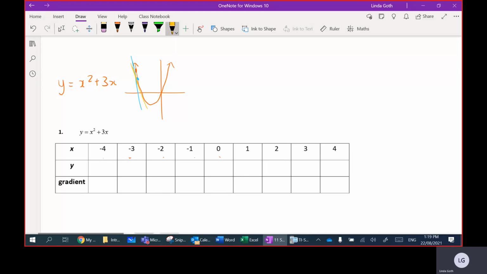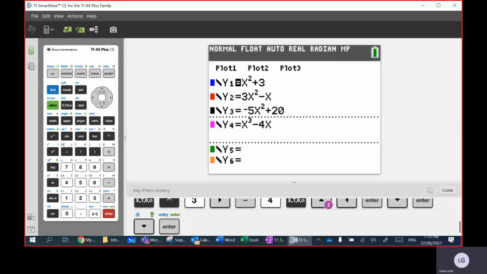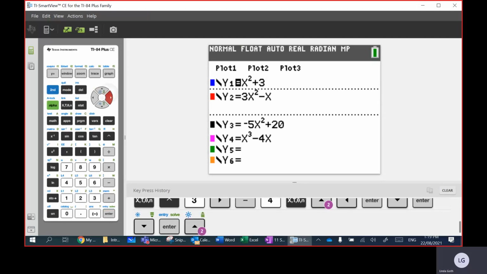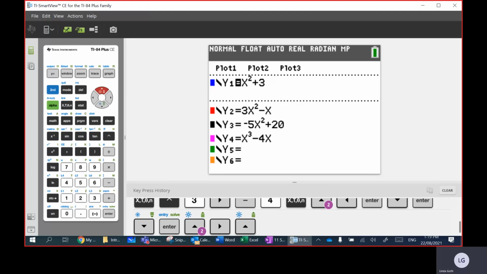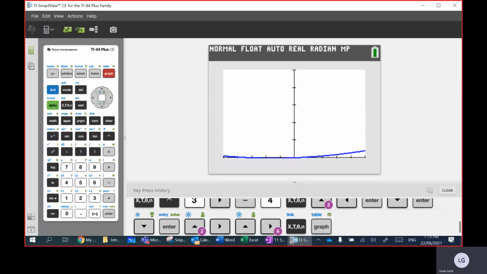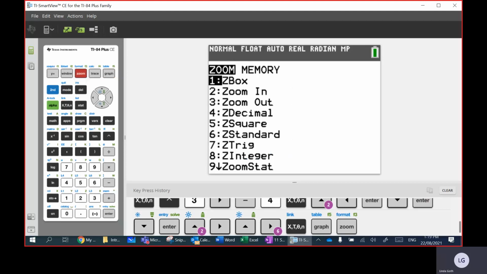So let's get our graphics calculators up on the screen and have a look. Now I've prepared mine already. I have put in y equals x squared plus 3. Actually, it should have been plus 3x. So I'll fix that up now. X squared plus 3x. And I'm going to graph that and see what it looks like.